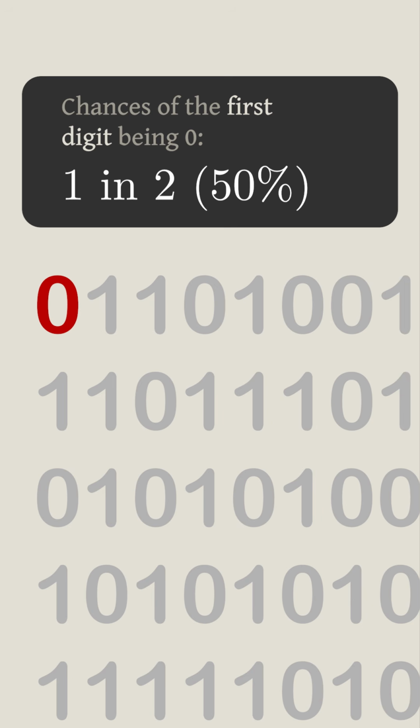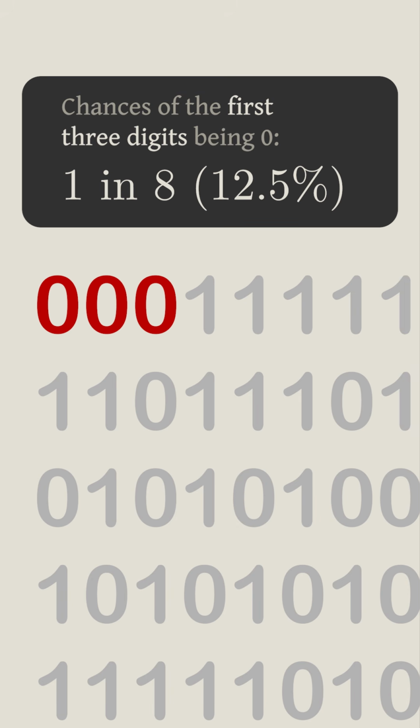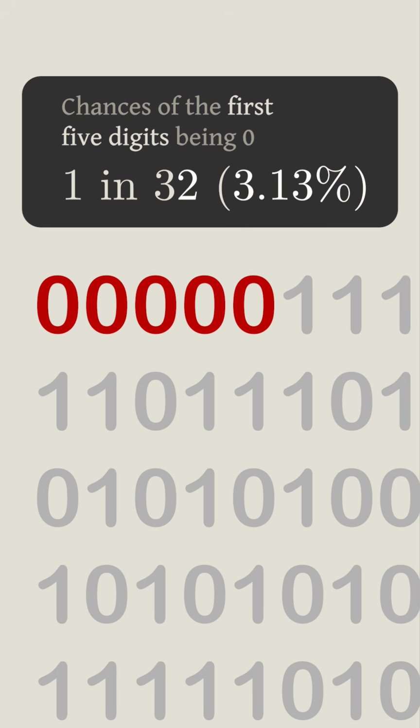But what are the chances of the first 2 digits being 0? The chances would be 1 in 4. For 3 digits, it would be 1 in 8, and so on. Notice the pattern? The more leading zeros a string has, the rarer it becomes.